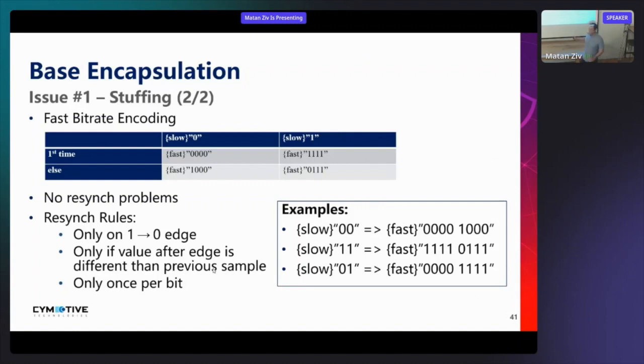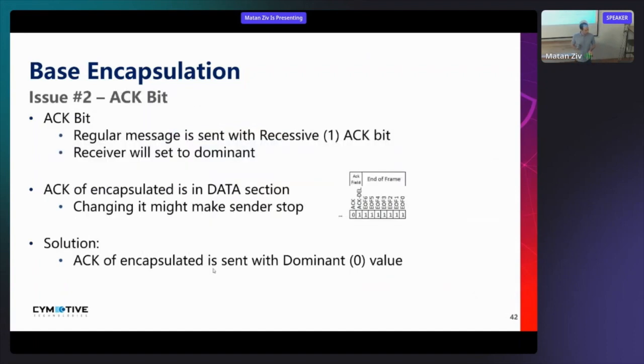All of these cases are handled by these rules. So the only case where a resynchronization will happen is when sending here the first 0, which will cause a 1 to 0 edge. But this edge will be exactly between the 2 slow bits. So even if a resynchronization will occur, it will actually only keep the current synchronization. So using this encoding will not have any bit stuffing and not resynchronization problems.